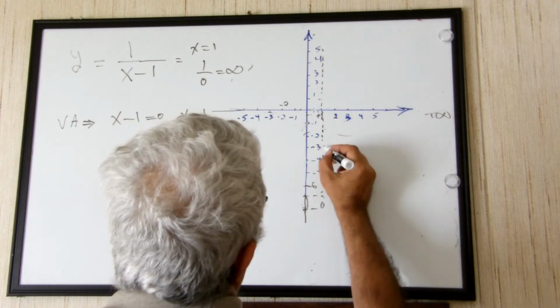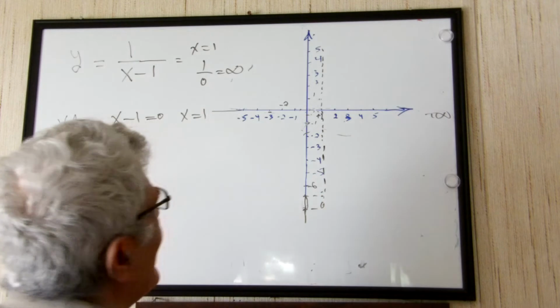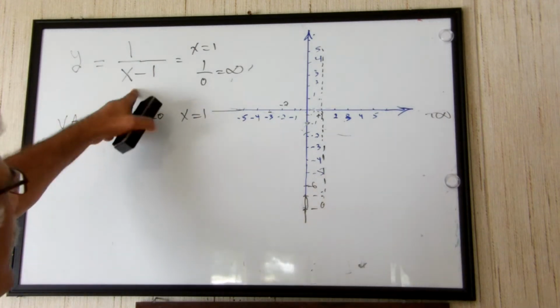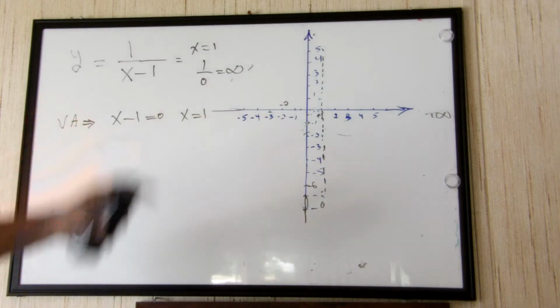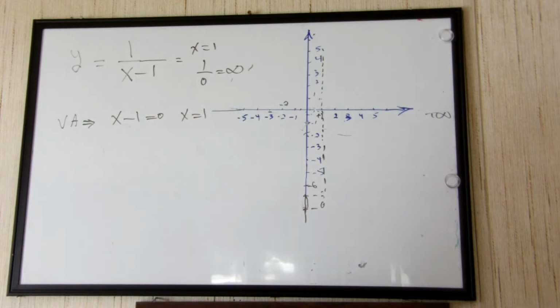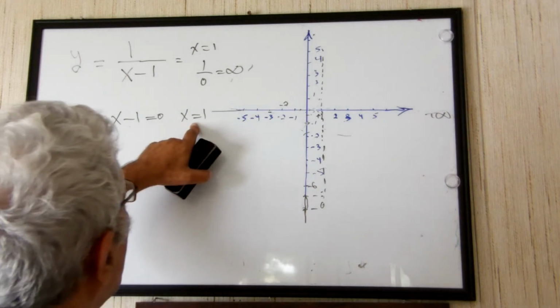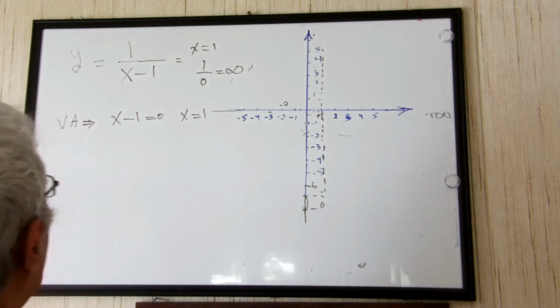Okay? Means any other number except 1, you can substitute in there and you can find the value of y. So the vertical asymptote is x is equal to 1.